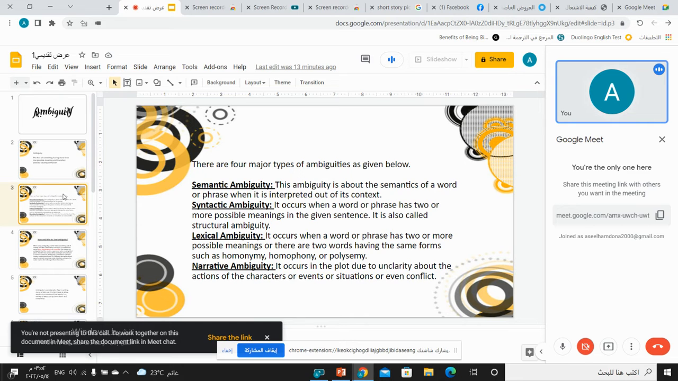The third one is lexical ambiguity. It occurs when a word or phrase has two or more possible meanings, or there are two words having the same form, such as homonymy, homophony, or polysemy. The fourth and last one is narrative ambiguity. It occurs in the plot. It's due to unclarity about the actions of the characters, or events, or situations, or even conflict.